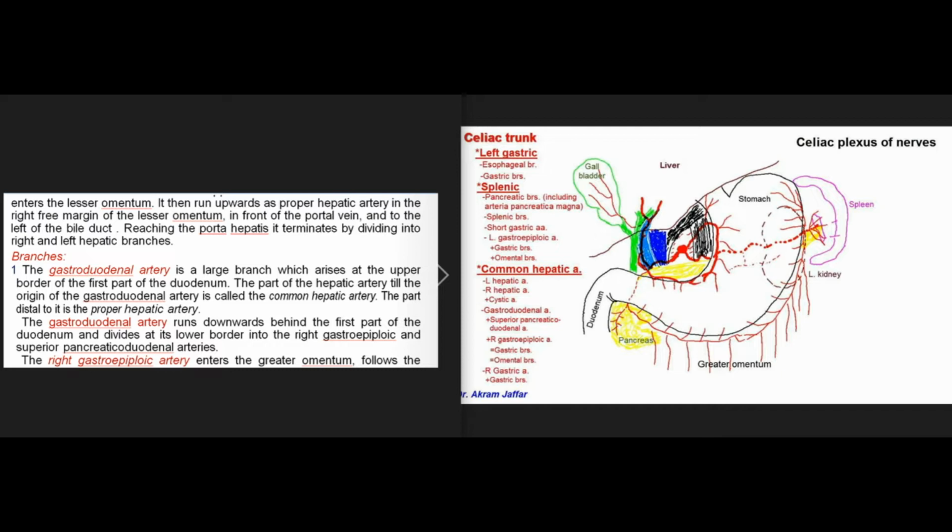Branches: 1. The gastroduodenal artery is a large branch which arises at the upper border of the first part of the duodenum. The part of the hepatic artery till the origin of the gastroduodenal artery is called the common hepatic artery. The part distal to it is the proper hepatic artery. The gastroduodenal artery runs downwards behind the first part of the duodenum and divides at its lower border into the right gastroepiploic and superior pancreaticoduodenal arteries.